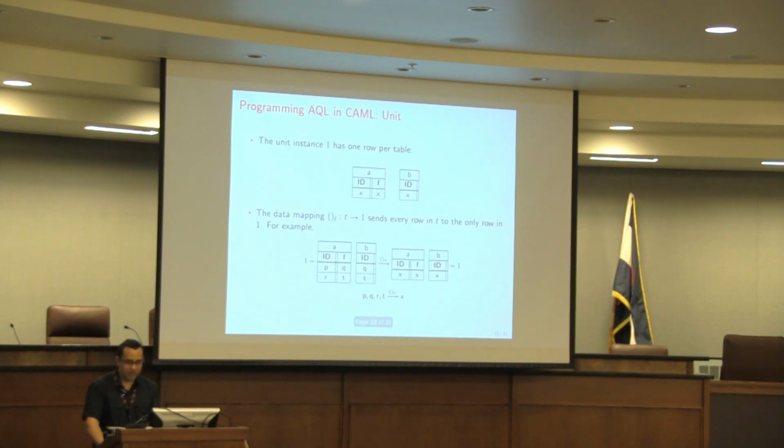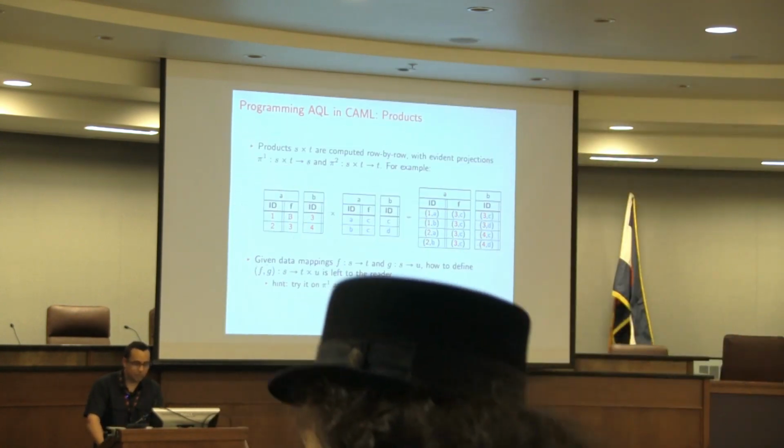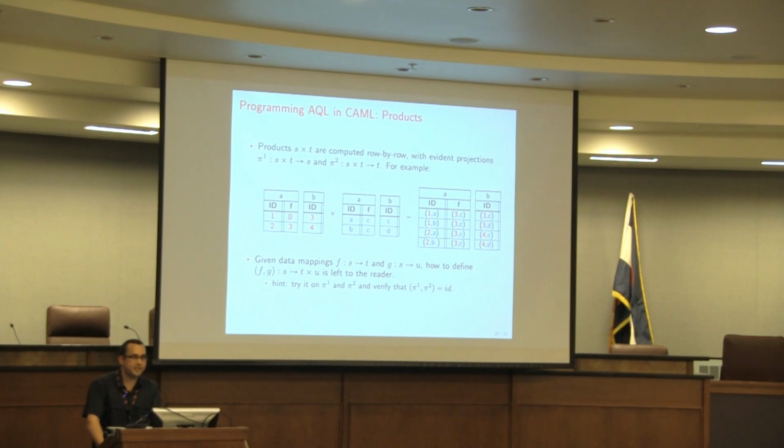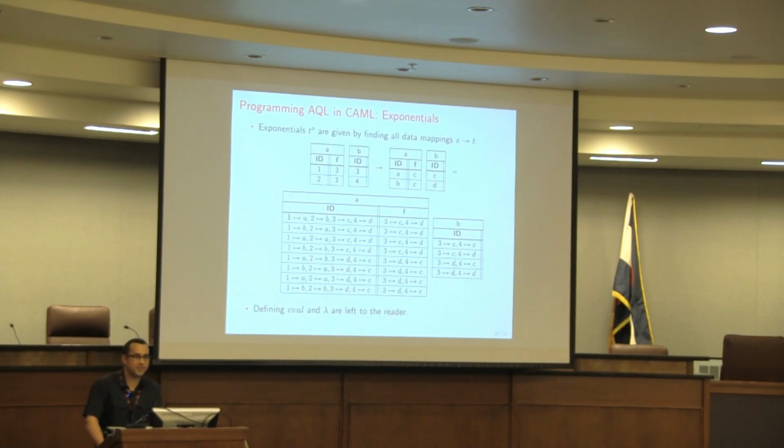So for example, what does the unit instance on that schema look like? It is an instance that has one row in every table. And you can prove that it is a terminal object in the sense of category theory because every instance in the category maps uniquely to that instance by virtue of it having exactly one row. And then this story repeats. You can do products of instances this way, and you can do exponentials of instances in this way.